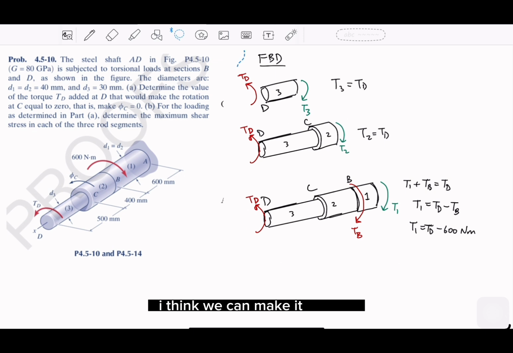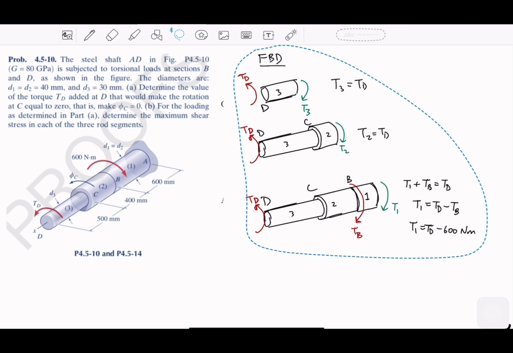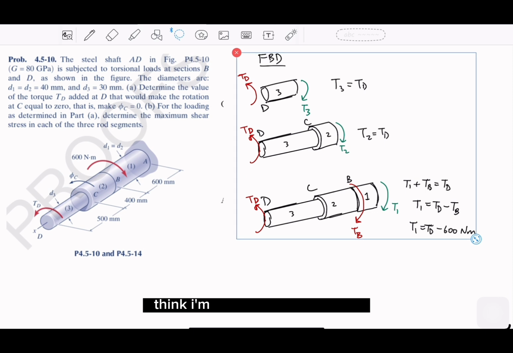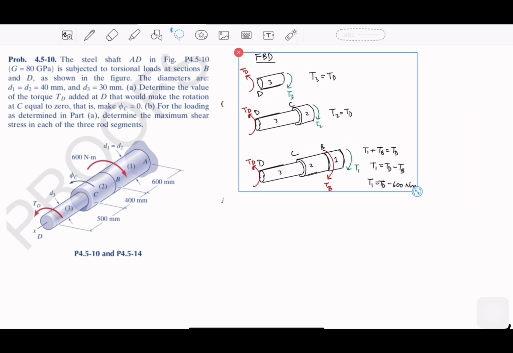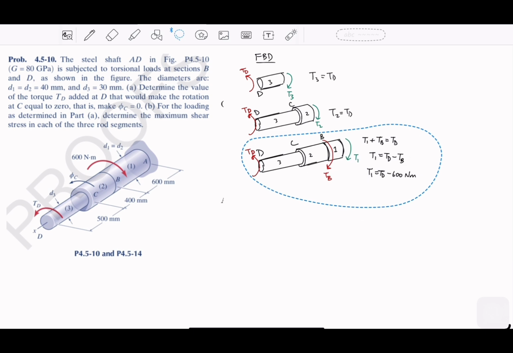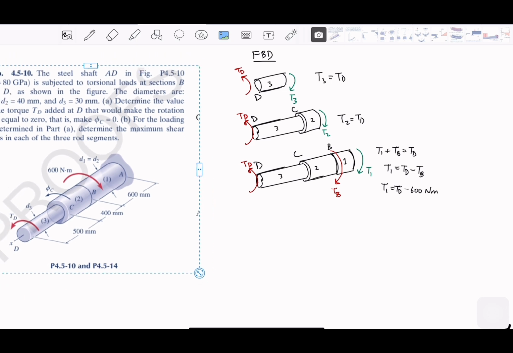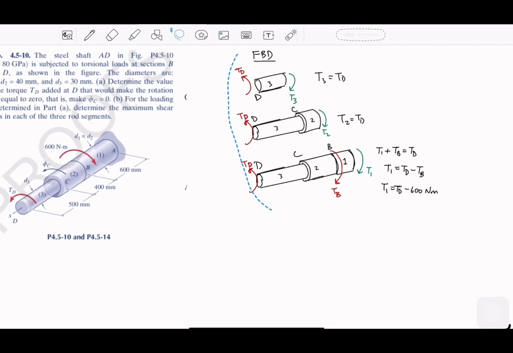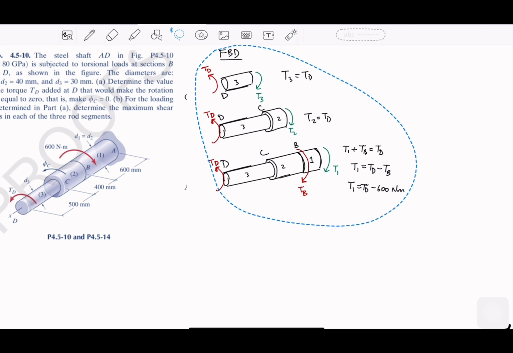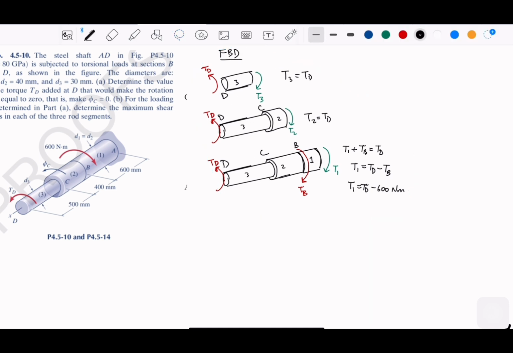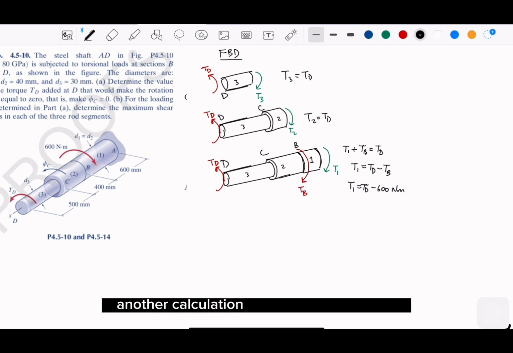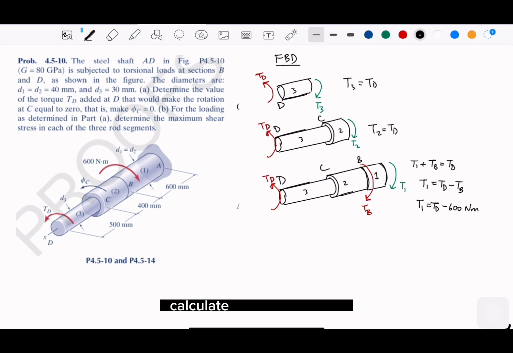I think we can make it smaller. I think I'm making it too big here. Maybe making this smaller also. Okay, maybe after the free body diagram, another calculation that you might want to calculate first is the inertia. I think that will be better.